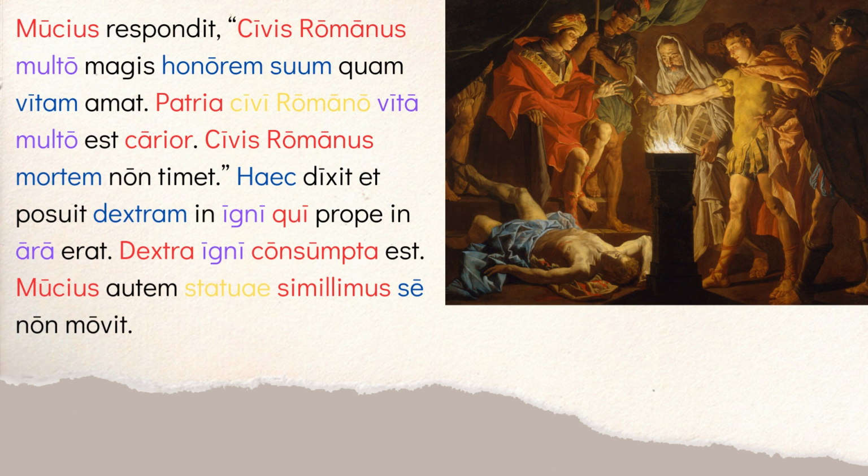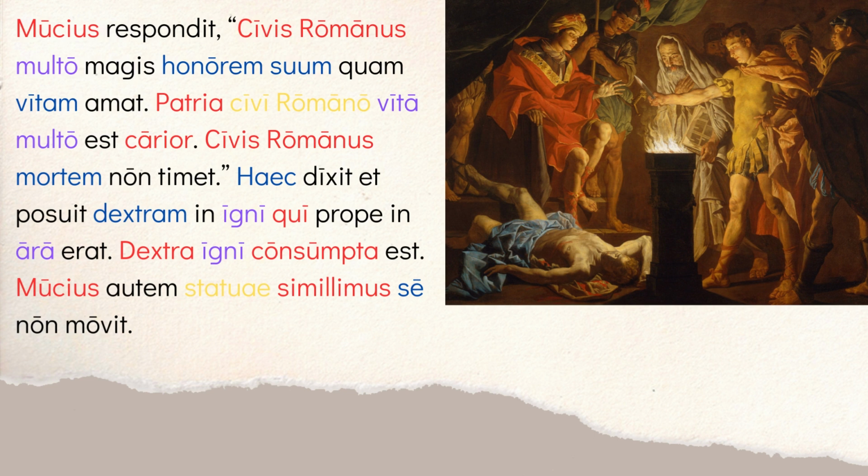So multo is that degree with the ablatives. So he's saying much more than life, quam vitam. So he says a Roman citizen loves his own honor much more than life. Meaning your threat is not going to do anything to me because I'm not afraid to die.